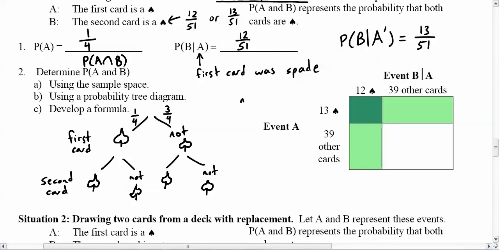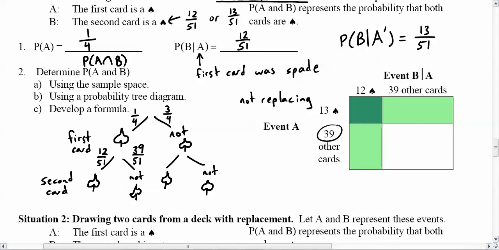Now, because we're not replacing the card, that means that we only have 51 cards left in the deck. So if the first card was a spade, the chance of getting another spade is 12 out of 51. There's only 12 spades left. If we get a spade at first, then the chance that we don't get a spade is 39 out of 51. We have to count up how many non-spades there are. There's 39 other cards.